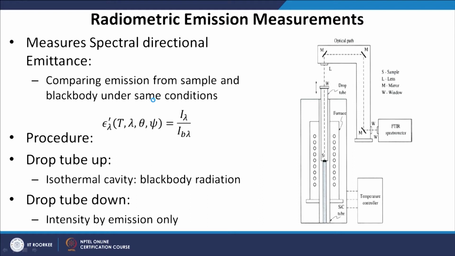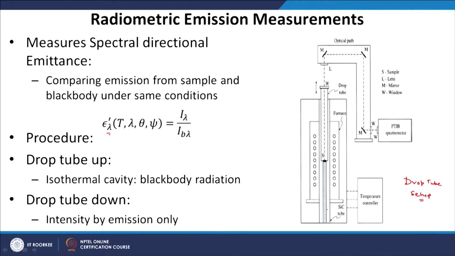The second one is radiometric emission measurements. Here we are directly measuring the intensity using some kind of detector. The example that I am giving you is a special setup called the drop tube setup. This is a special setup that is used to measure the directional or spectral emittance, and the same setup can be used to measure the properties of gases, as we will see. It was used by Modest to measure the properties of gases.